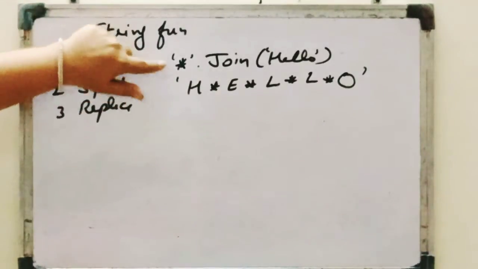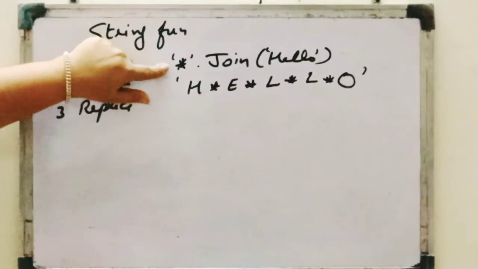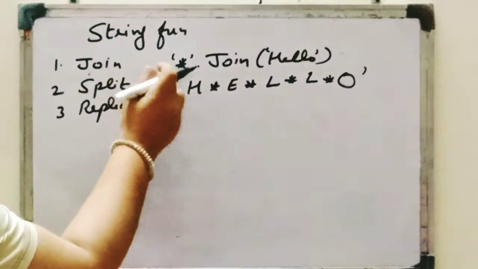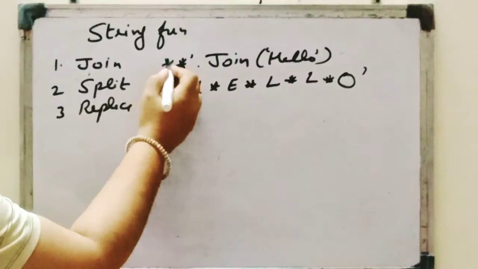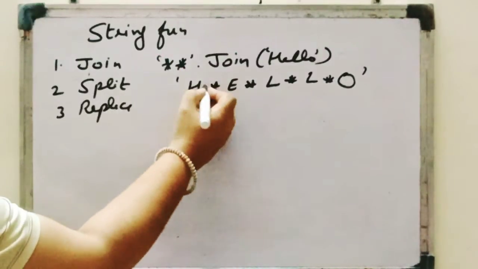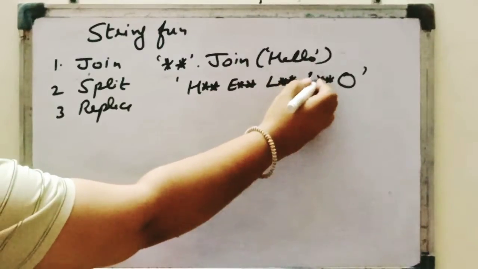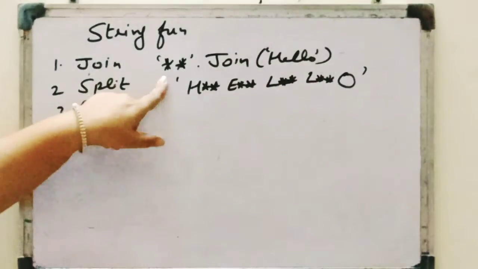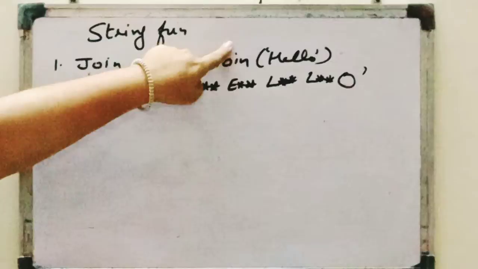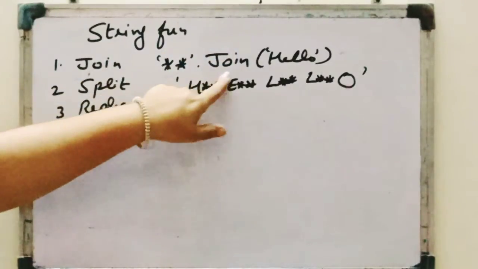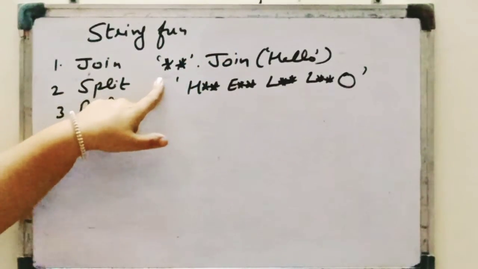It doesn't mean I can put only one star here; you can put 2 stars also. If I put 2 stars, it will join with 2 stars, so the answer will have 2 stars between characters. You can put any character and it will join with each character of the string.